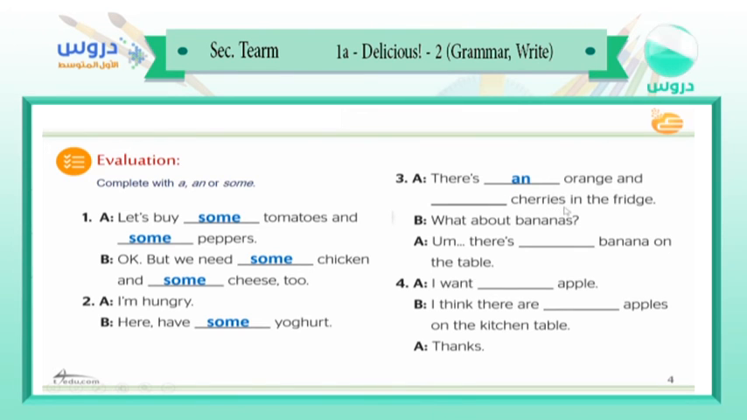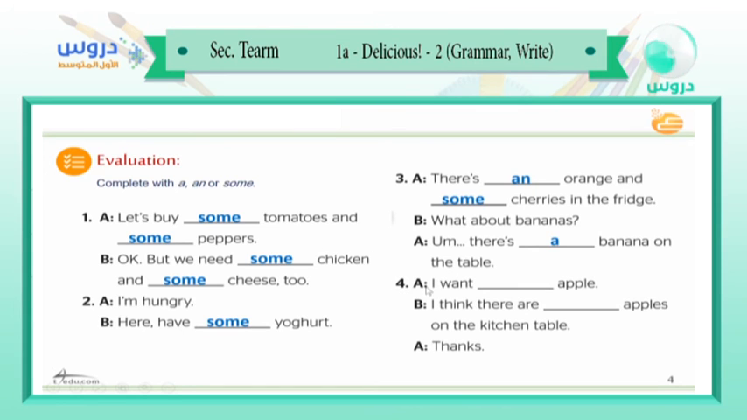Cherries. More than 1: 5, 10, 20 cherries. Some, it's plural. Countable, plural noun in the fridge. B. What about bananas? There is banana. Countable, singular noun, and it starts with B. Consonant, not vowel. A banana on the table.